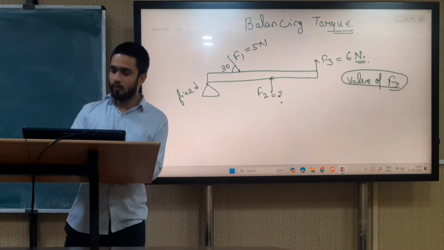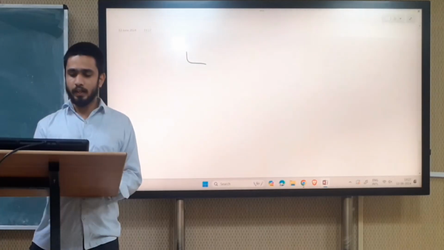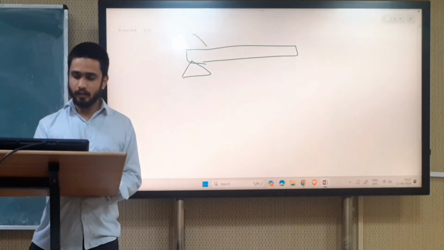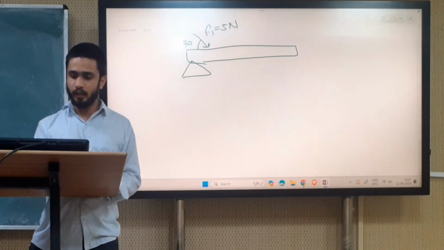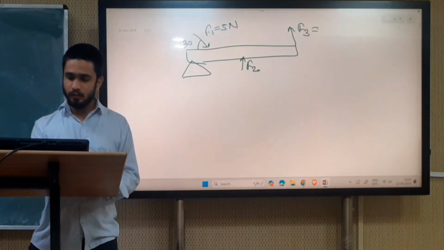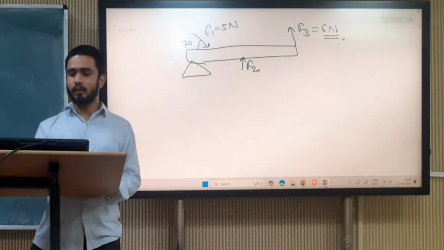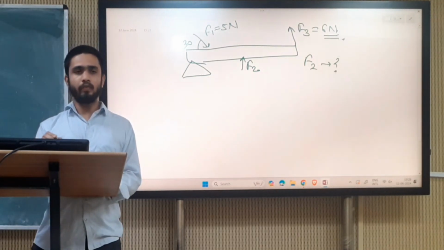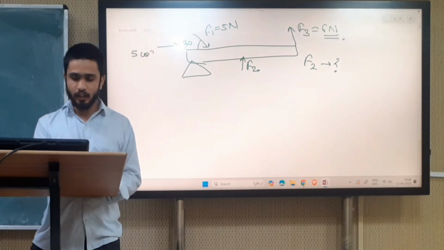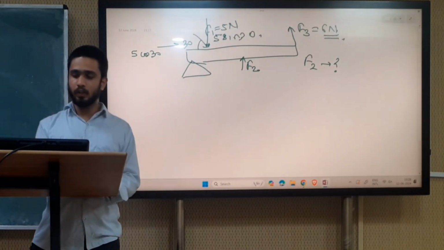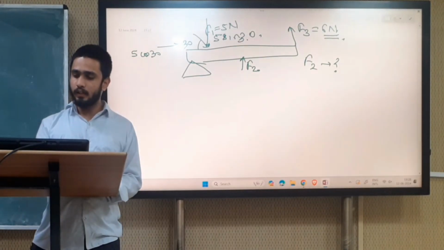So how will we find F2? In this situation the rod is fixed here, F1 is applied at an angle of 30 degrees and is 5 newtons, F2 we have to find, and F3 is 6 newtons. We have to find this unknown force F2. How will we find it? First we take the components of F1: 5 cos 30 and 5 sin 30. These will be the two components of F1, and this will be F2.